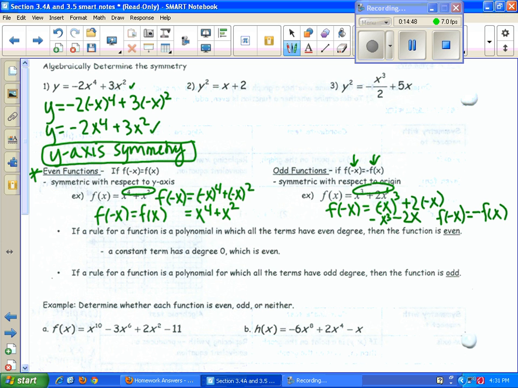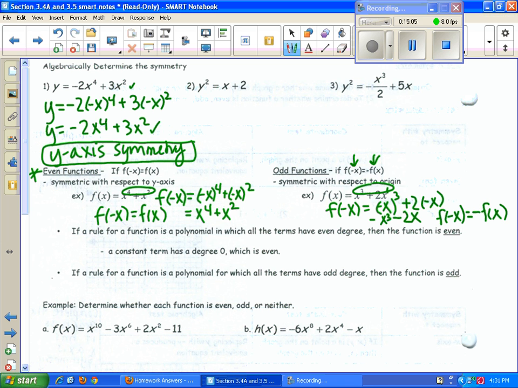And another way I think about this too is, remember, if you think about the smallest even graph that we have, y equals x squared, what does it look like? It looks like a parabola, and parabolas have symmetry with respect to the y-axis, and it's an even function. So that's usually how I remember.